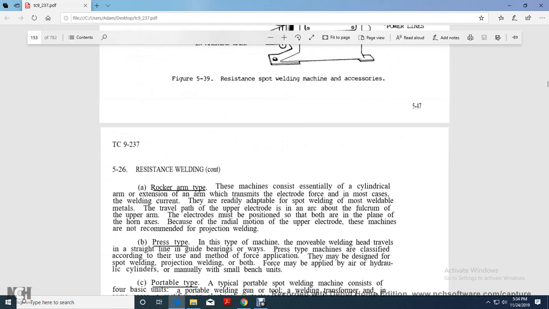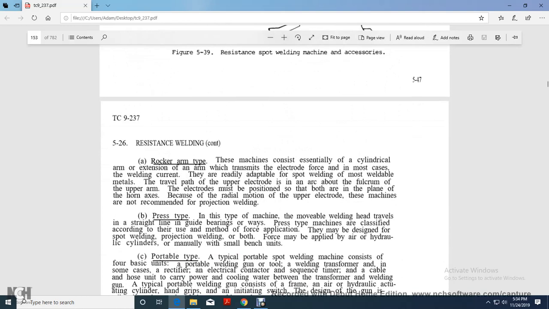All right. Rocker arm type. The machine consists essentially of a cylinder or extension of the arm that transmits the electrode force. In most cases, the welding current is readily adaptable to spot welding most weldable metal. The travel path of the upper electrode is in an arc about the fulcrum of the upper arm. The electrode must be positioned within the plane of the arm's axis. Because of the radial motion of the upper electrode, these machines are not recommended for projection welding.